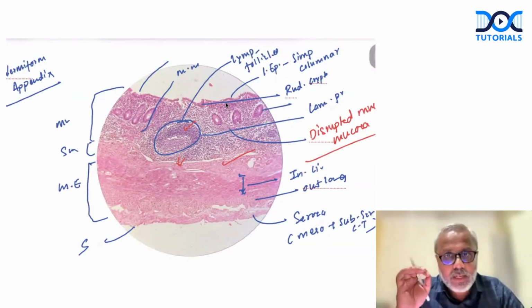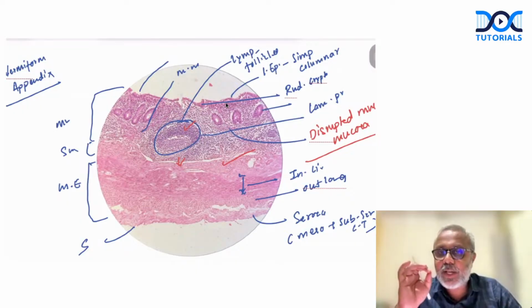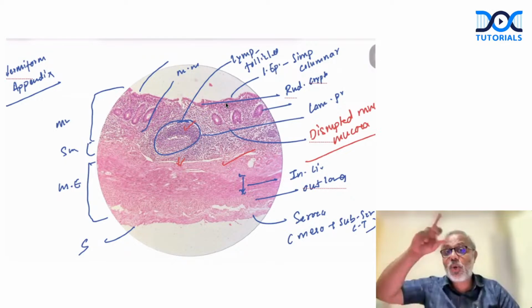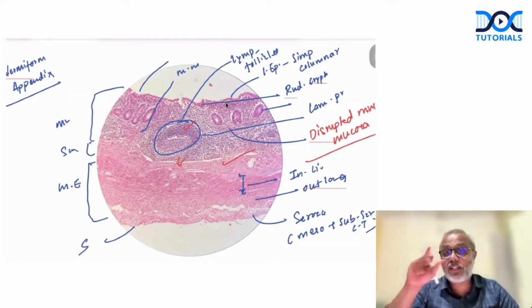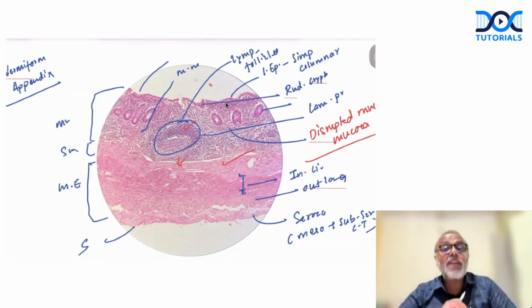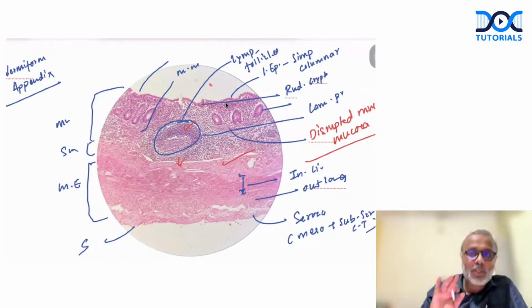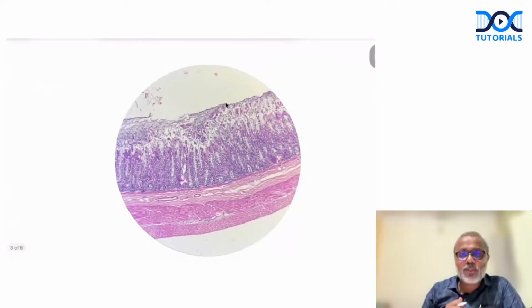Now, once we have done this, let's take a look at the slide of colon. If you recall, the large intestine is made up of cecum and appendix as the proximal part. Then it has colon, which is divided into ascending, transverse, descending, and sigmoid. Then we have the rectum and anal canal. How does the slide of colon look under the microscope? This is the slide of colon.